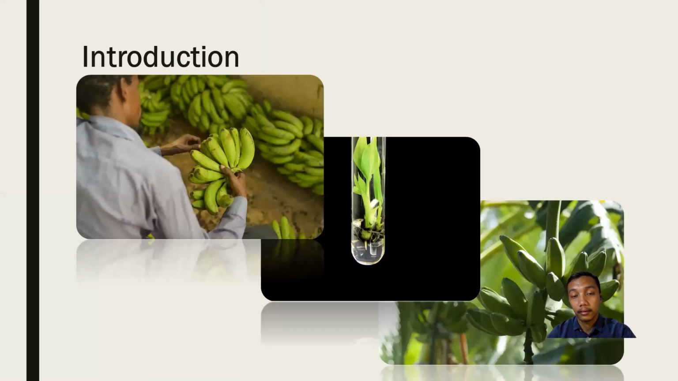The introduction. Banana is the fourth most important plant in the world, belonging to the Musaceae family. However, banana cultivation faces several obstacles, one of which is the availability of seeds. Banana monoculture cultivation in large areas encounters the obstacle of the availability of healthy and uniform seeds, while the demand for banana is increased for food consumption and industrial raw materials. Banana cultivation on an industrial scale is constrained by the lack of availability of seeds.